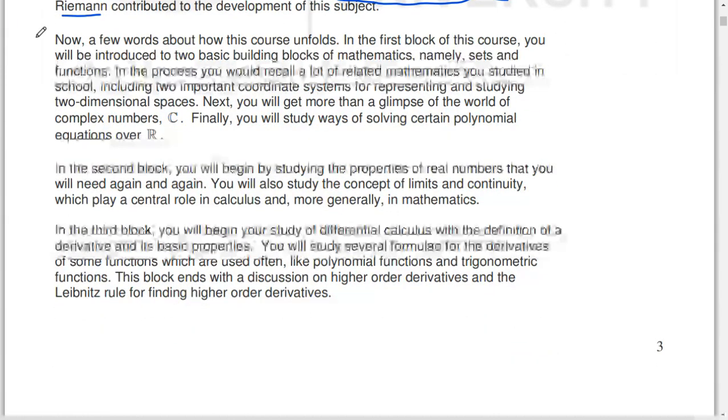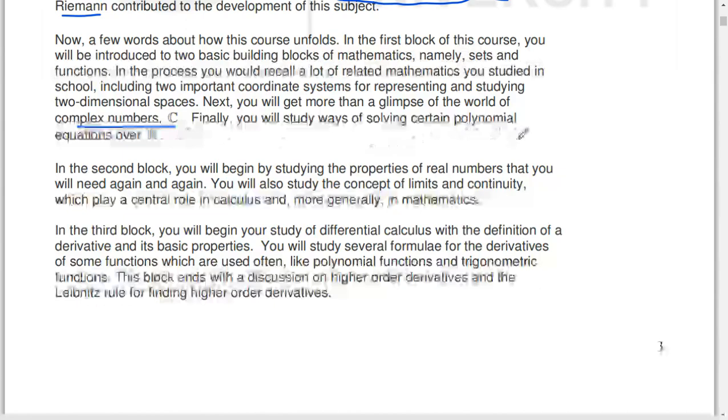Now, a few words about how this course unfolds. In the first block of this course, you will be introduced to two basic building blocks of mathematics, namely sets and functions. In the process, you would recall a lot of related mathematics you studied in school, including two important coordinate systems for representing and studying two-dimensional spaces. Next, you will get more than a glimpse of the world of complex numbers, C. Finally, you will study ways of solving certain polynomial equations over R.